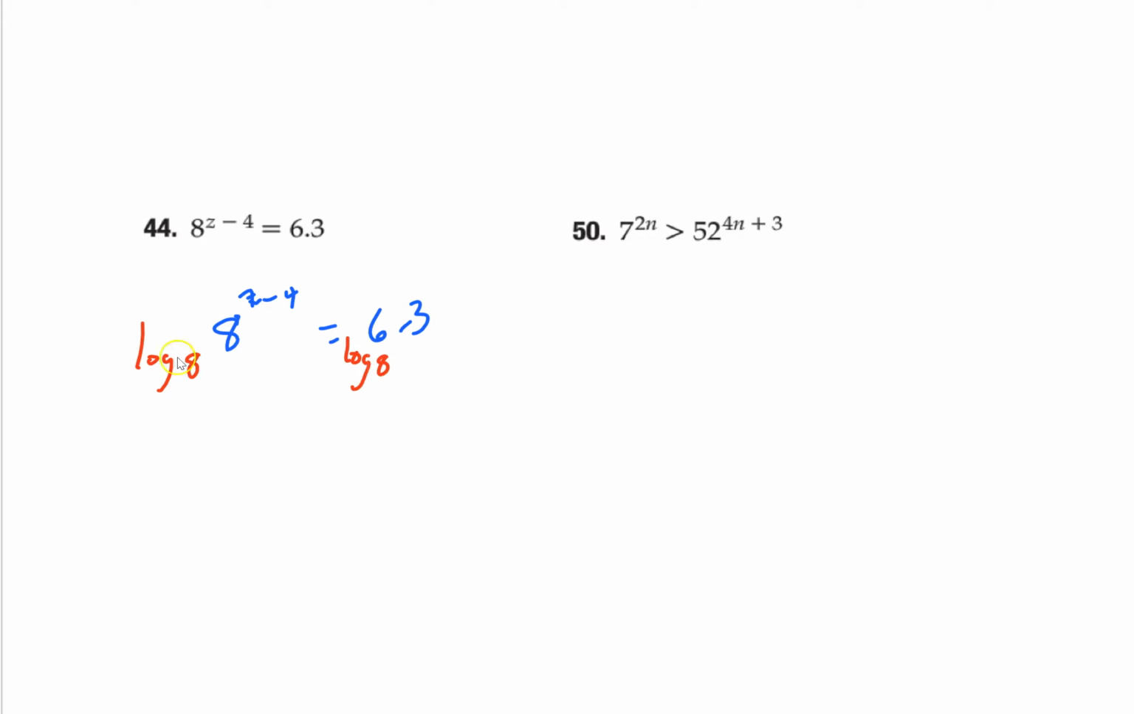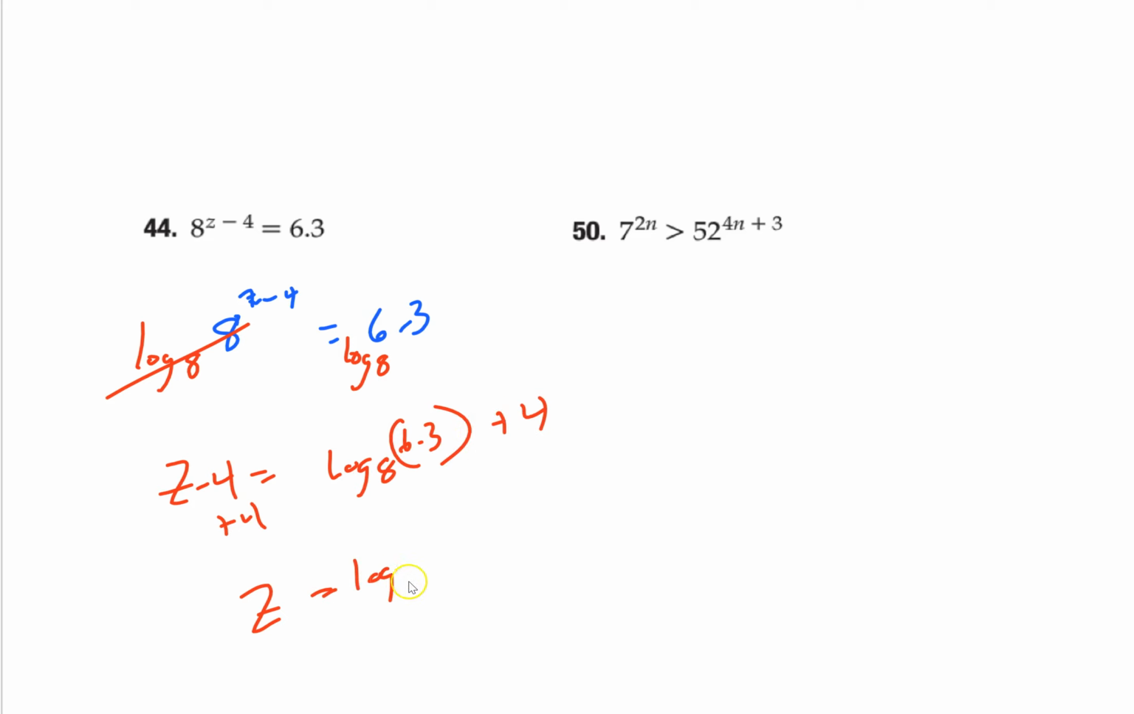And why is this a shortcut? Because remember what happens if they match? They cancel. So you just get z minus 4 equals log base 8 of 6.3. Then you can add the 4 over. Now remember, it's plus 4. This is locked in. Doesn't do anything. You can't add it there. Just on the outside. So z equals log base 8 of 6.3 plus 4. That's your answer. Let's do another one.